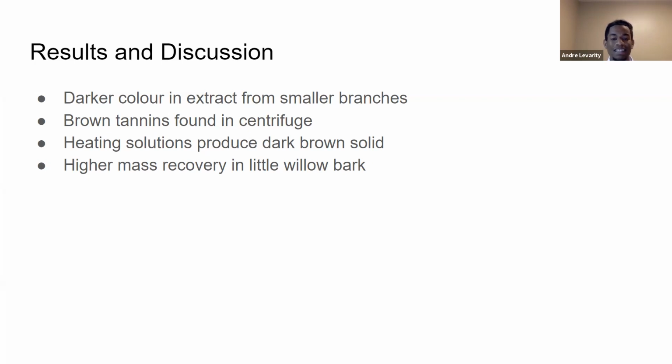But this may not necessarily be due to them having more salicin per se in each of the branches, but rather probably based on how I cut them up. They probably had a higher surface area than the large branches, and therefore diluted quicker in the water solution. But you never know for sure. And if I was to repeat this experiment, I would make sure they had the same surface area. And then, of course, as I mentioned earlier, we had that brown tannins removed in the centrifuge.